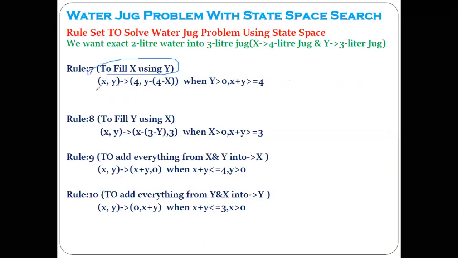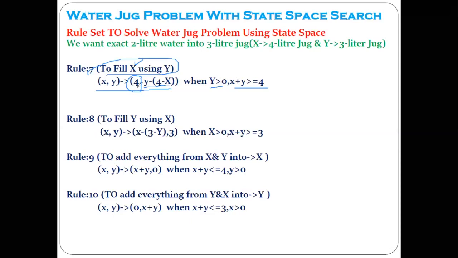So what do you have to apply? This rule: X comma Y implies 4, Y minus (4 minus X), when Y is greater than 0 and X plus Y is greater than or equal to 4. It means you have to fill the water into the X jug until it gets filled completely, because its capacity is 4, and you will pour water from the Y jug. This is written as Y minus (4 minus X).